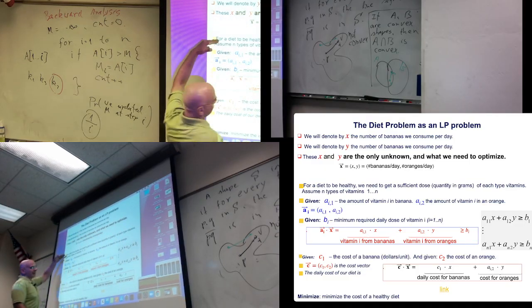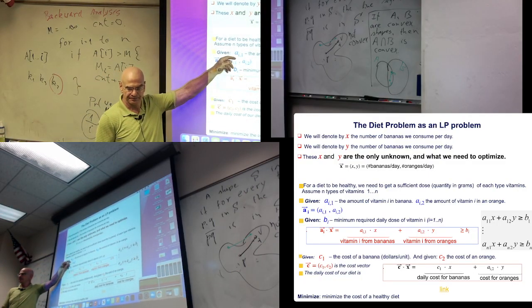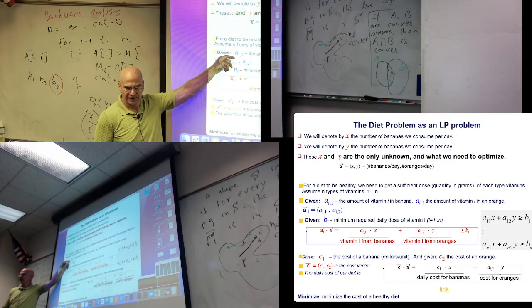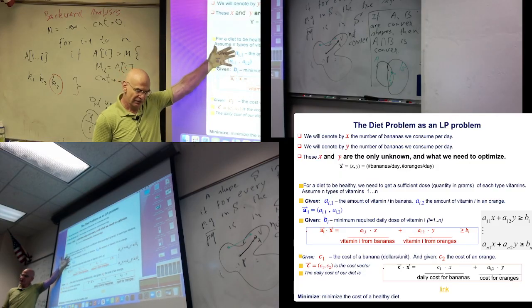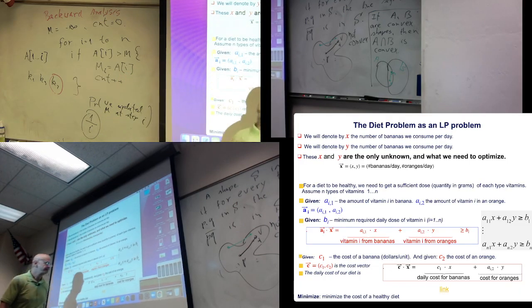Okay, and I'll have it in the app for 4 vitamins, in general, as many vitamins as you want. By the way, if you don't like that your diet consists only of oranges and bananas, you want avocados as well, you can still use linear programming, but then it will be linear programming in 3D, not in 2D, obviously. So there will be 3 unknowns.